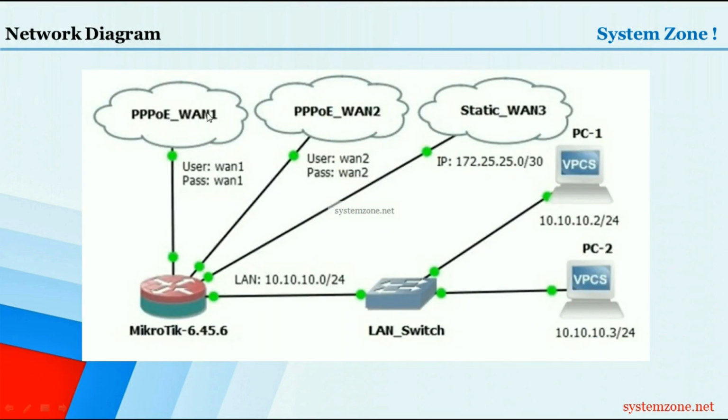What we will do in this video is configure ECMP load balancing in this MikroTik router. RouterOS version is 6.45.6. This MikroTik router has 3 WAN connections. Among these 3 WAN connections, 2 are PPPoE WAN connections and one is a static IP connection. After configuring ECMP load balancing, LAN traffic will pass through these 3 WAN connections equally. So let's start.